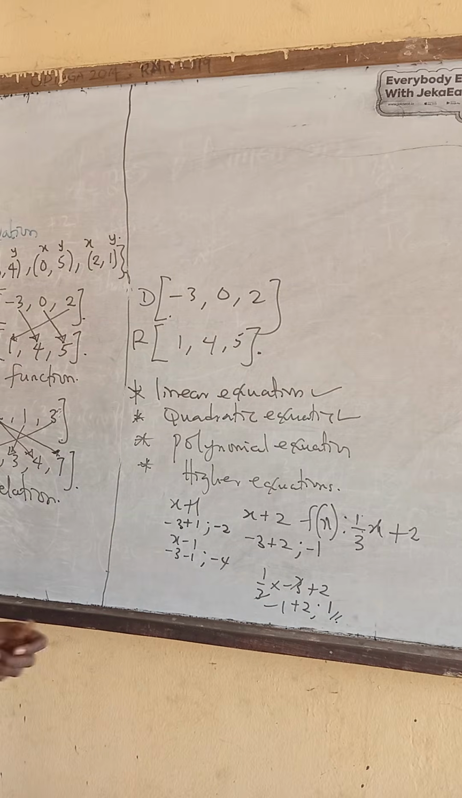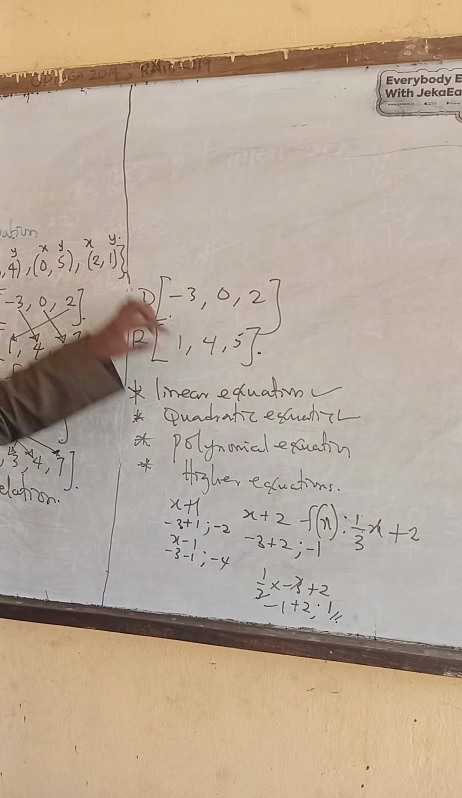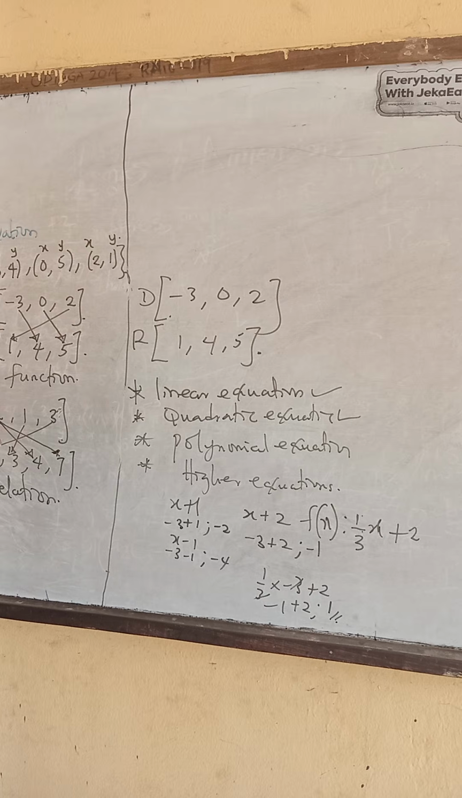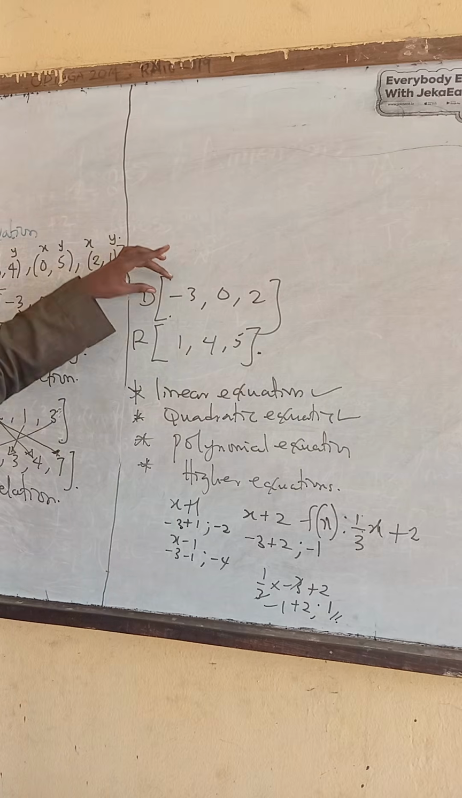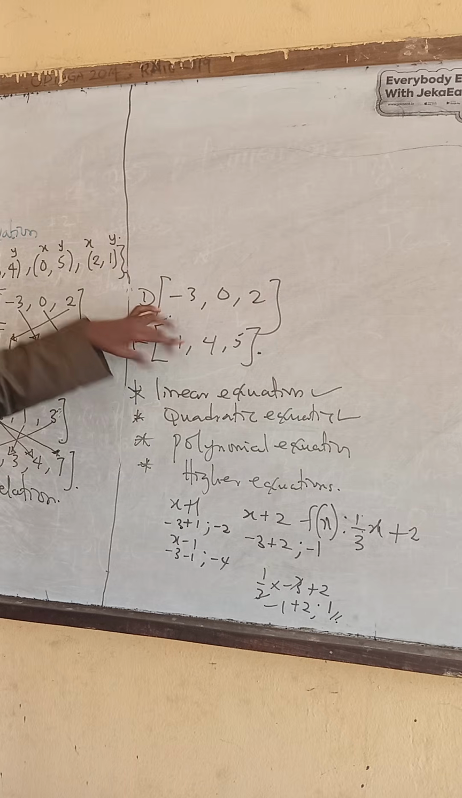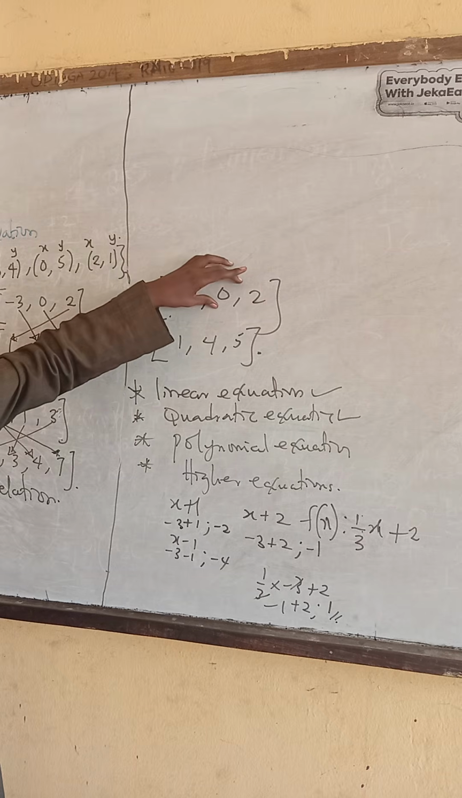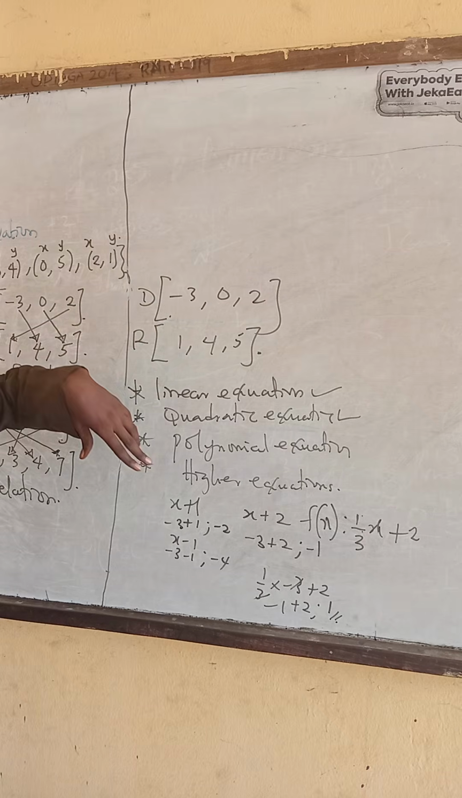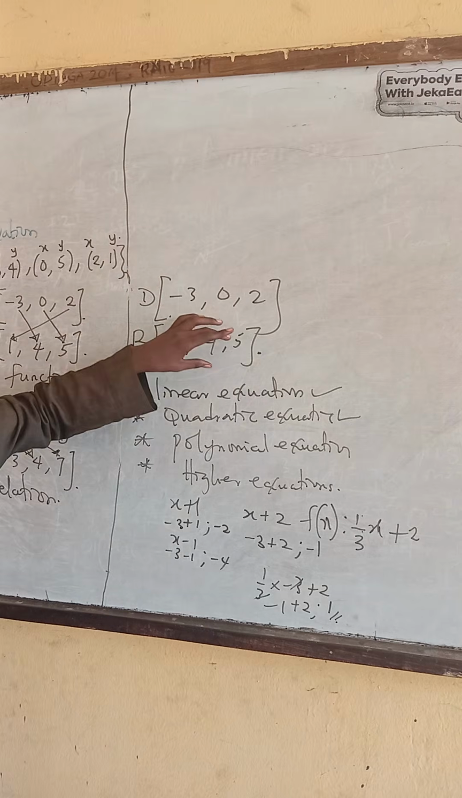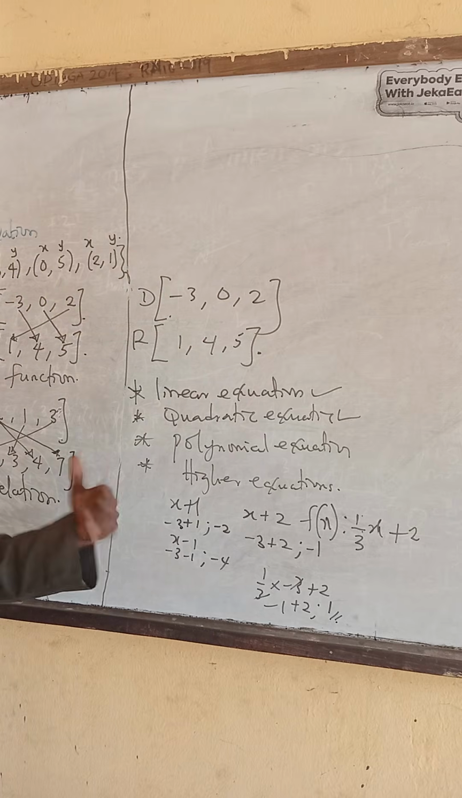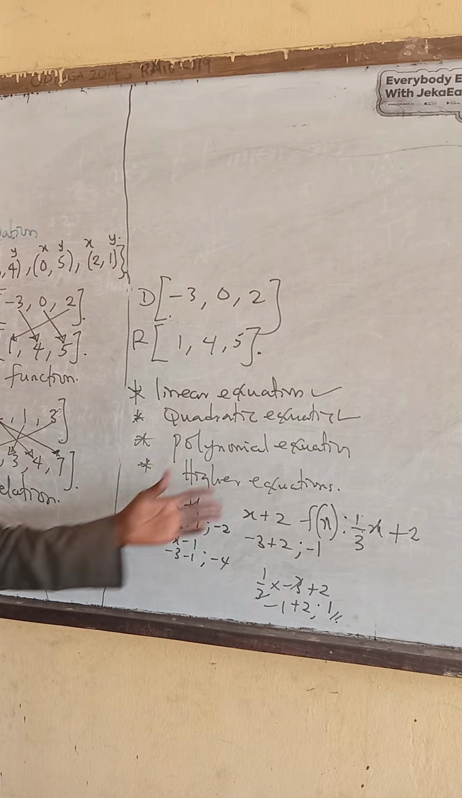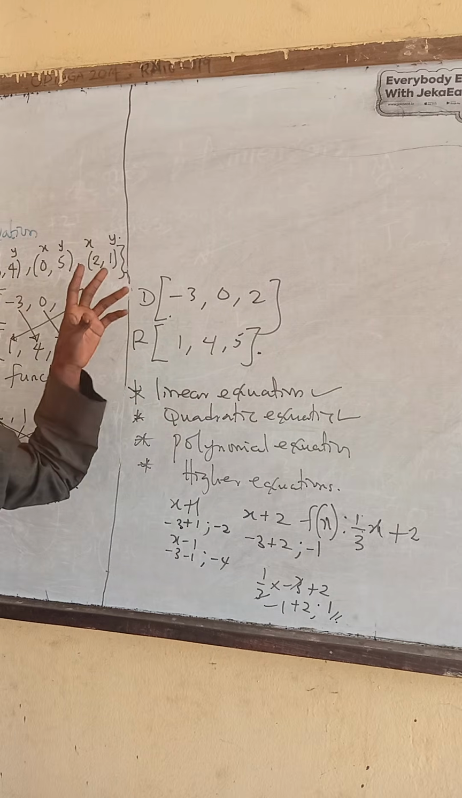You can see that this is a rule that I assigned. I've assigned a rule now that actually fits this. But you have to know that the rule that you are assigning must always go for everything. If you put minus 3 here and it gives you 1, you must also make sure that when you put 0 there, you get your 4. When you put 2 here, you must get your 5. But when we are solving more questions, this one is just an example, you understand?